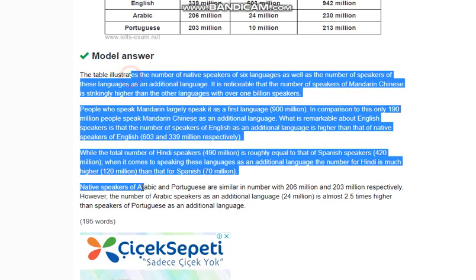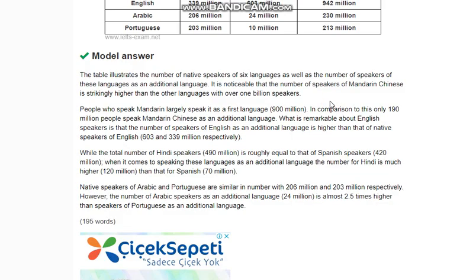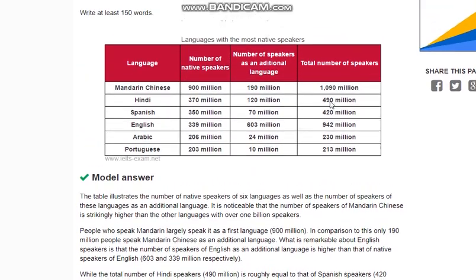So in that writing, 195 words are used, which is enough for writing task 1.